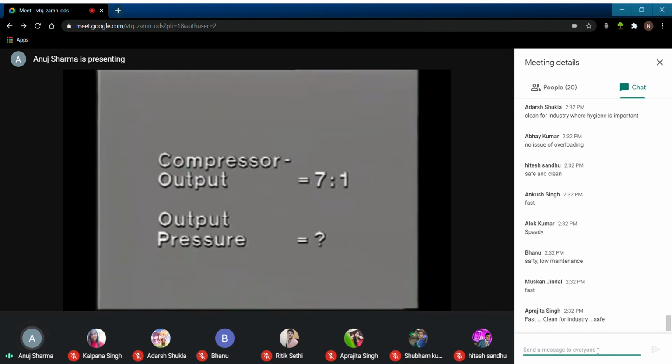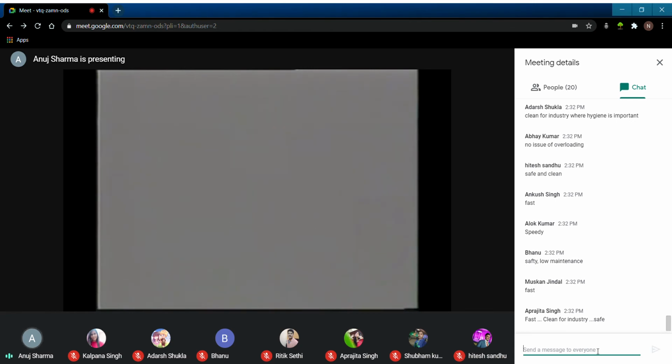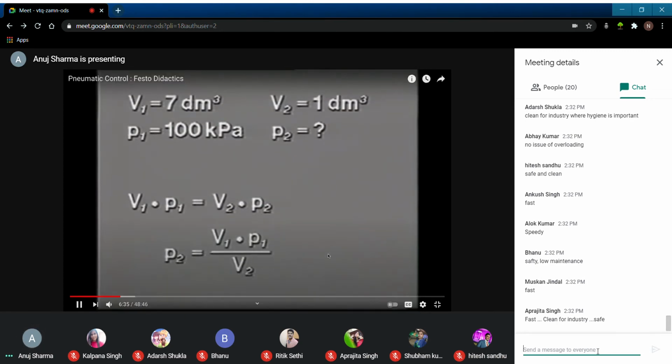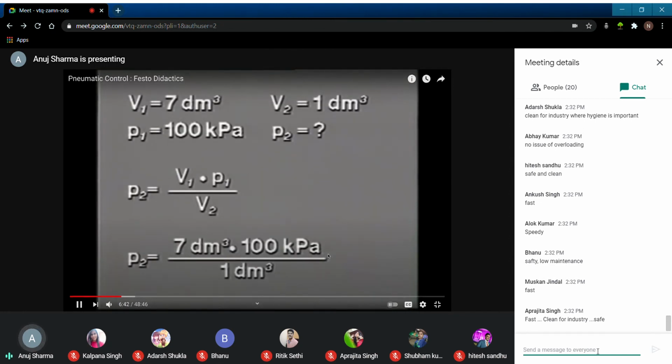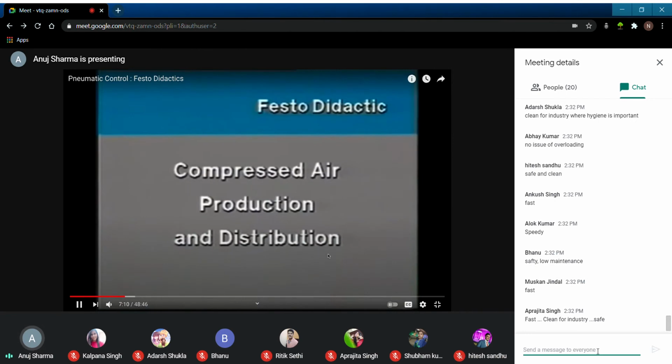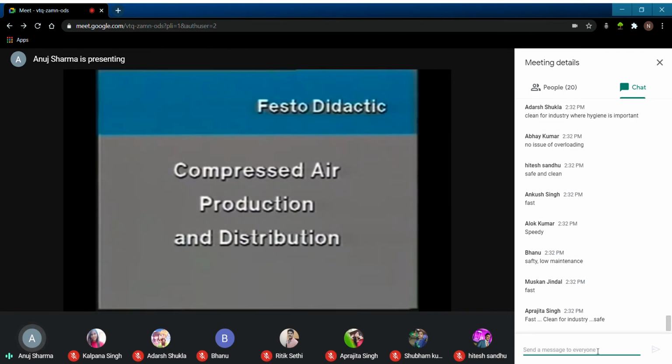Next, let's examine an application of this concept. If you have a compressor with an output of 7 to 1, you can use this formula to determine its output pressure. The known values are the starting atmospheric pressure P1, and volume V1. This is a very simple formulation. This is important.